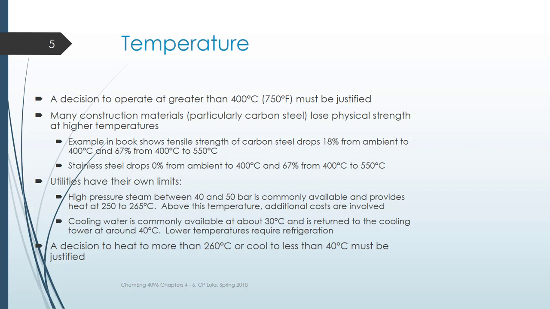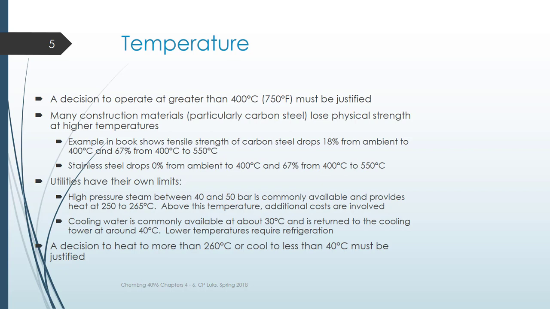Now most of the time, if we're trying to go for higher or lower temperatures, it's because we are heating and cooling our systems. Now those utilities have limits also. Usually the steam that we're going to have available is going to be at a maximum pressure of 40 to 50 bar. That will provide steam at a temperature of about 250 to 265 degrees C. If you need to go to these higher temperatures, say up to 400 degrees C, you're going to have additional costs. You're going to be burning fuels or something so that you can reach those higher temperatures.